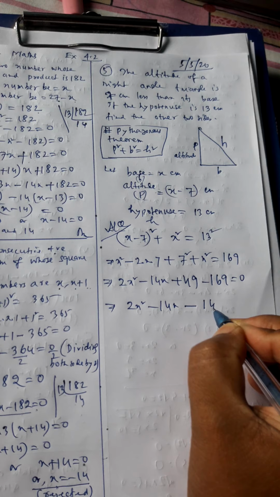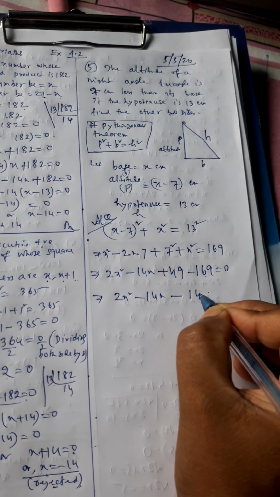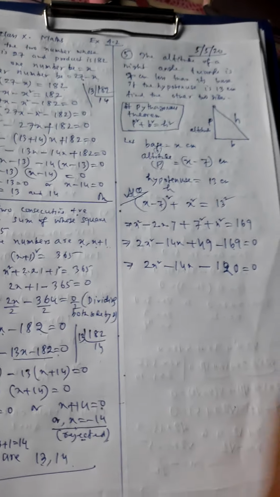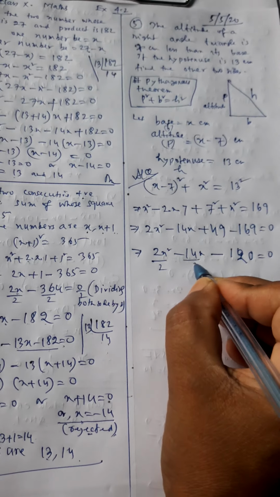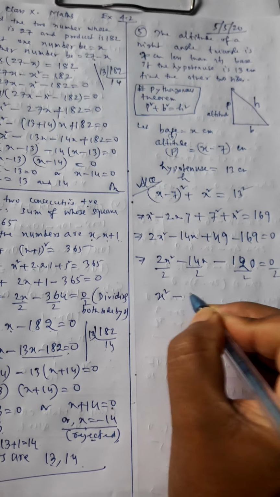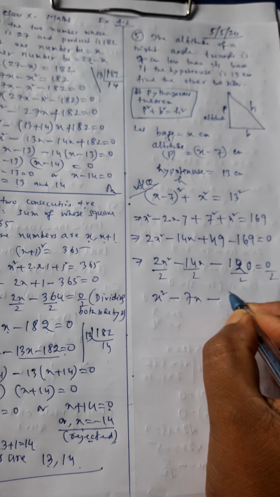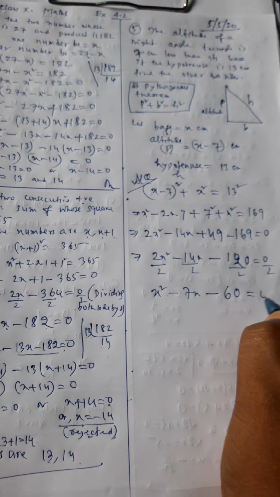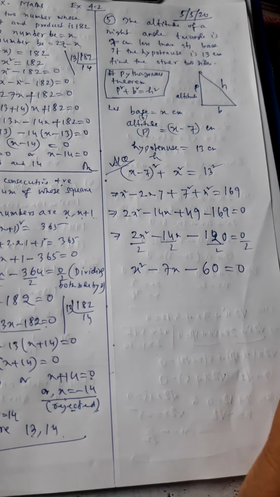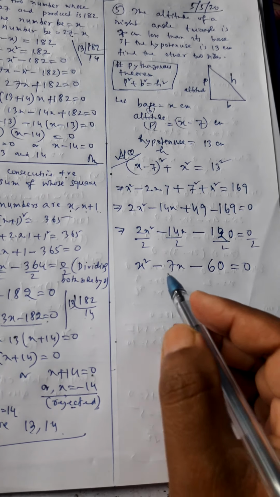So we are getting here 2x square minus 14x minus 120 equal to 0. So divide both sides by 2, we will get here x square minus 7x minus 60 equal to 0. Okay. Now divide 60 in such a way that we get two numbers whose subtraction is 7.